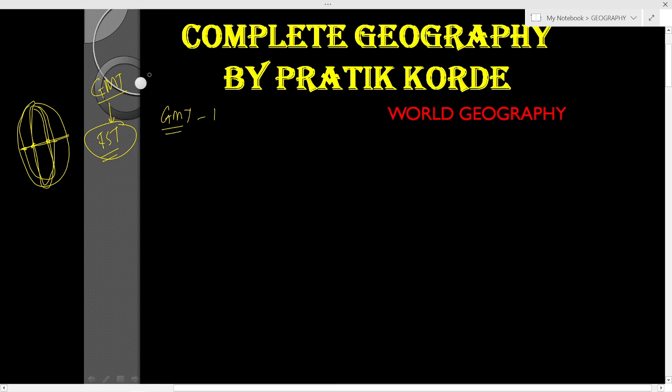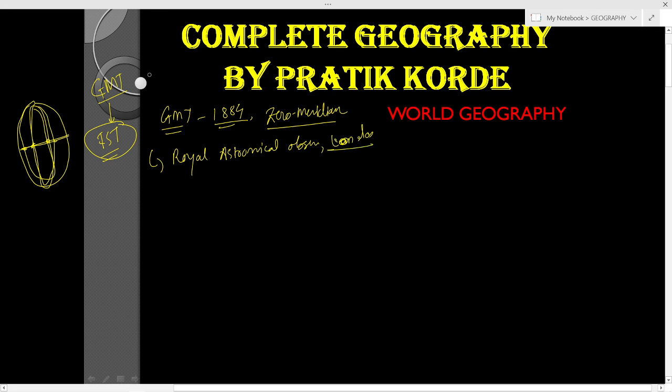So what happened in 1884? The world was dominated by European powers, particularly London and the British. The zero meridian was chosen to be the Royal Astronomical Observatory, which was in London. So this becomes the prime meridian, equal to 0 degrees.